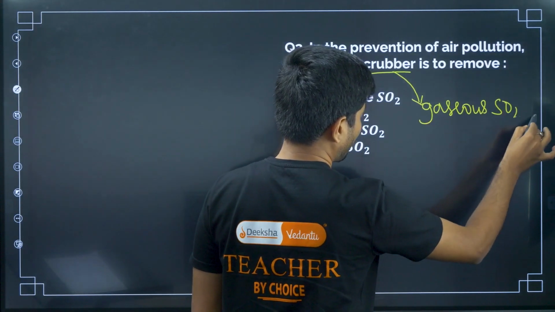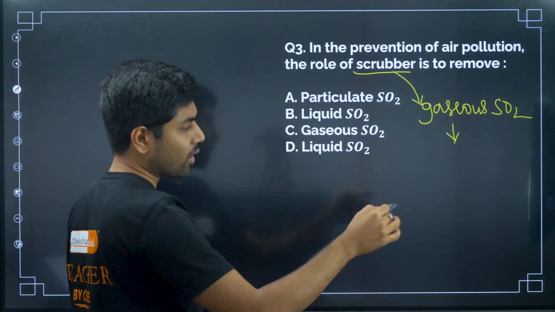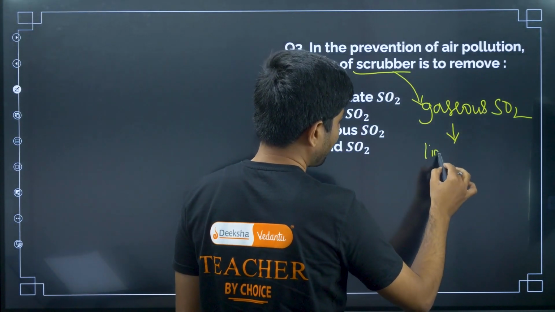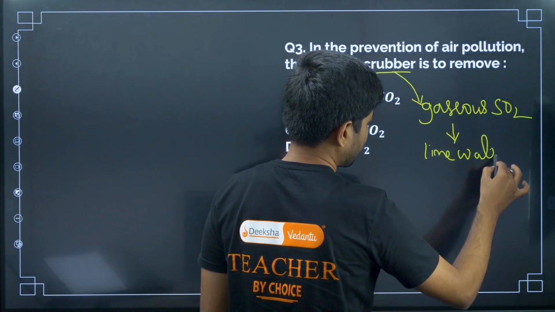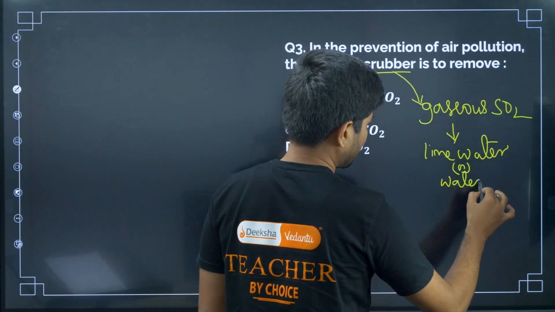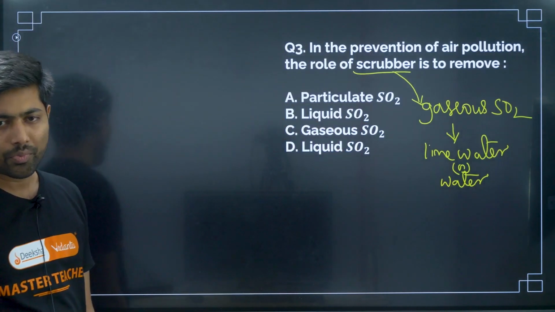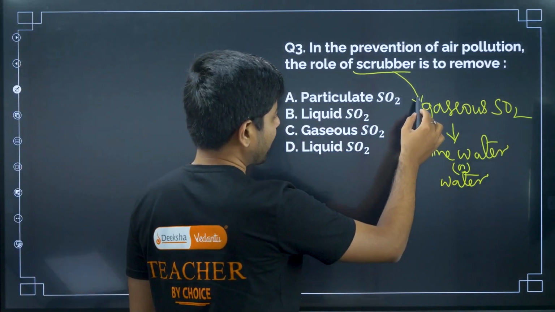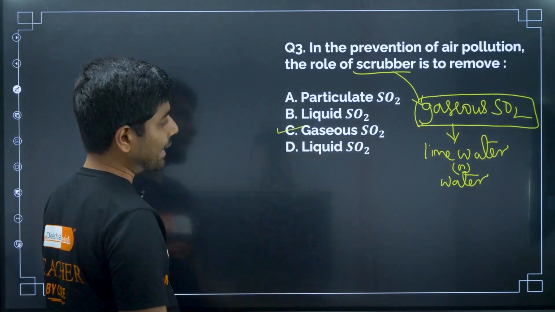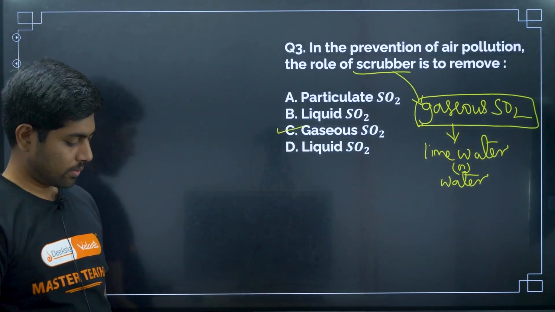Gaseous SO2. Now what happens? These are sprayed or passed through liquid, or lime water, or just water. Therefore what happens? These gaseous SO2 molecules are trapped. Therefore the answer is gaseous SO2.